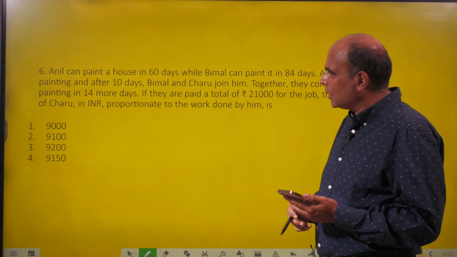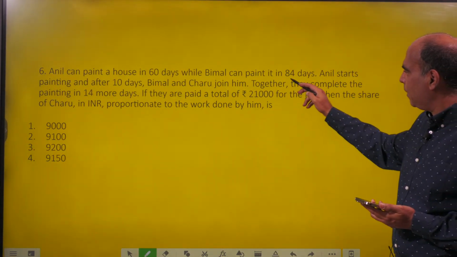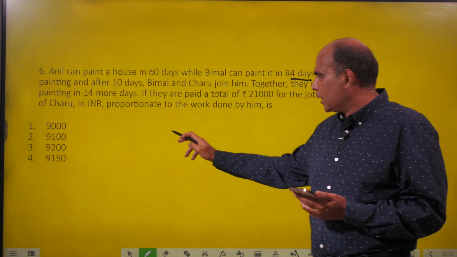Let's come back to this question, the sixth one. Anil can paint a house in 60 days, while Bimal can paint in 84 days. So, reaction.